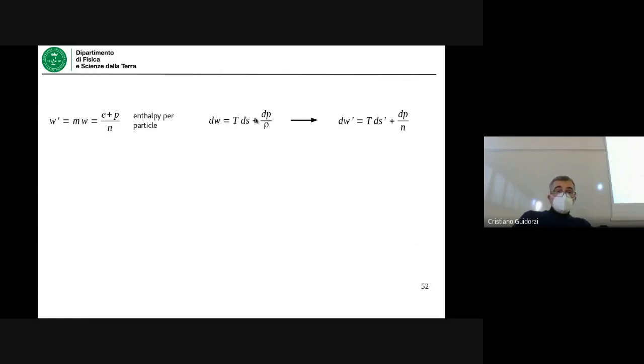Now, if I multiply all these terms by m, the mass of one single particle, you see that here I have dW prime, which is what I already commented, the change in enthalpy per particle. Here I have the same: m times dS is dS prime, where S prime is entropy per particle. The very same line of reasoning. And for the third term, you have rho over m. Multiplying by m is equivalent to dividing the denominator by m, but this is just n, the number density. So we moved from all quantities defined per unit mass to all the corresponding quantities defined per particle. So S prime is, by definition, the entropy per particle.